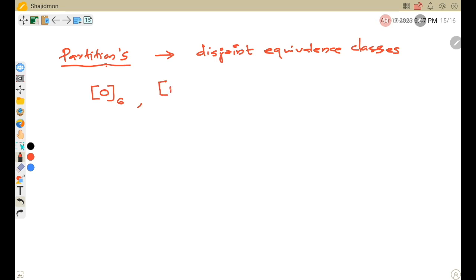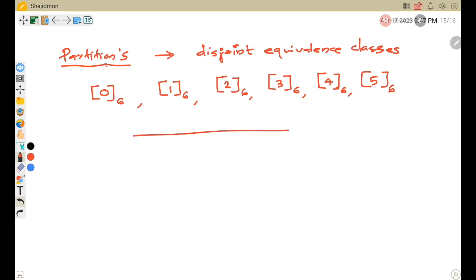So the first one is 0. Then equivalence class 1 under 6, then equivalence class 2 under modulo 6, then 3 modulo 6, then 4 modulo 6, then 5 modulo 6, correct? Now 6 means it will repeat the same 0. So disjoint means separated, okay? Separated things: 0, 1, 2, 3, 4 and 5. So these are the partitions of that equivalence relation, congruence modulo 6.